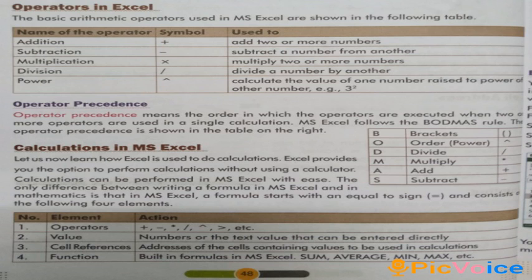Operator precedence. Operator precedence means the order in which the operators are executed when two or more operators are used in a single calculation. MS Excel follows the BODMAS rule. The operator precedence is shown in the table on the right.